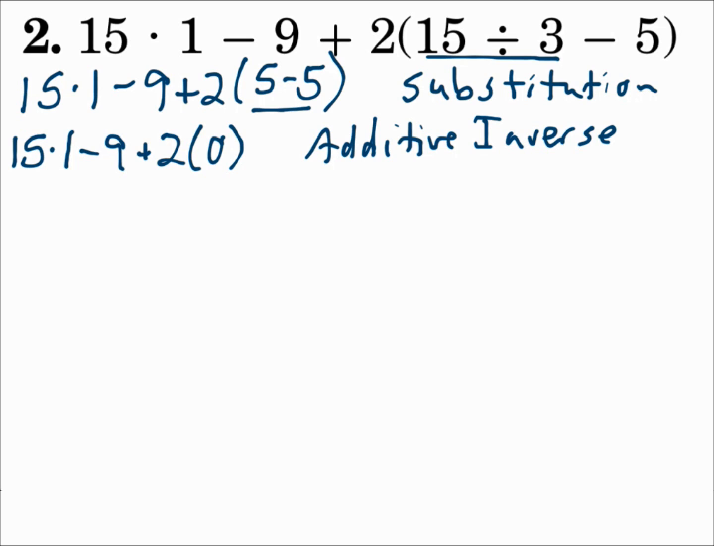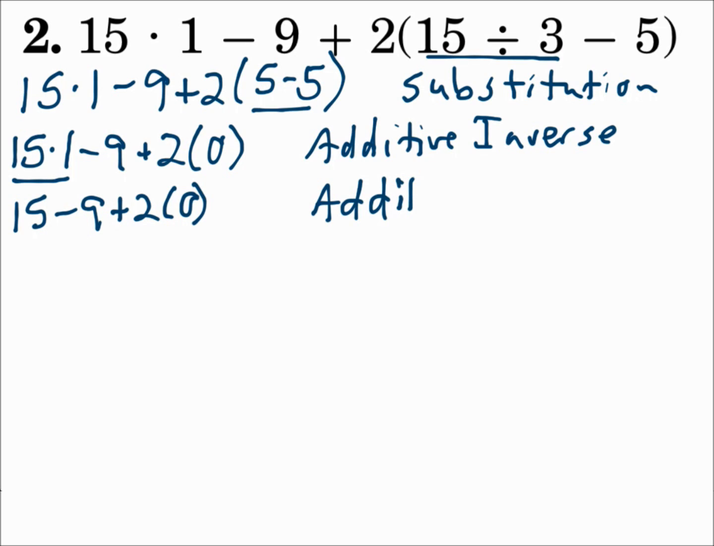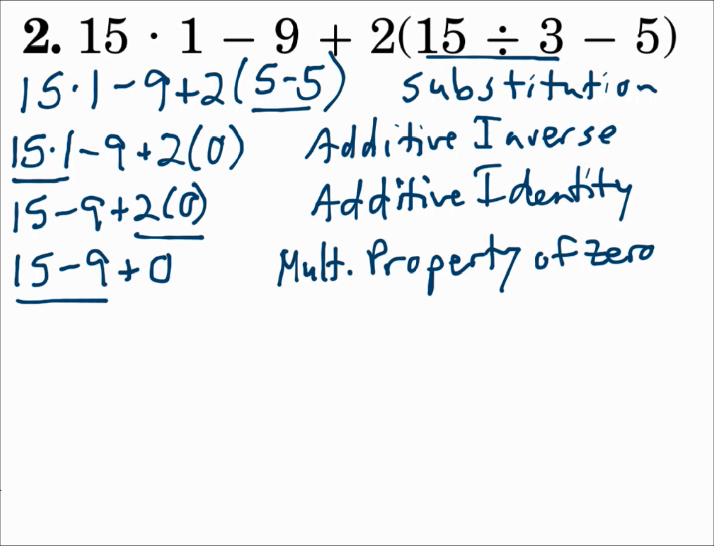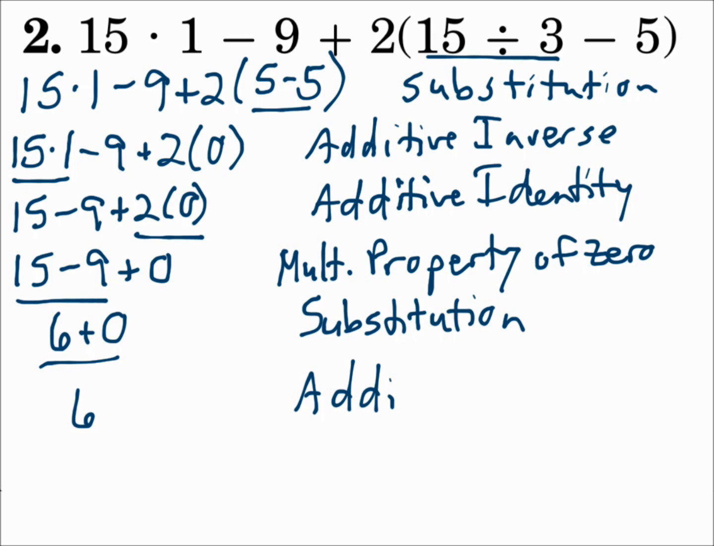Now we have some multiplication. Do that left to right. 15 times 1 is 15. And that's the multiplicative identity. Multiply 2 times 0 next to get 0, and that's the multiplicative property of 0. Subtract and add left to right, so 15 minus 9 is 6. That's substitution. And finally, 6 plus 0 is 6, because it's the additive identity. When you add 0, you get the same thing.